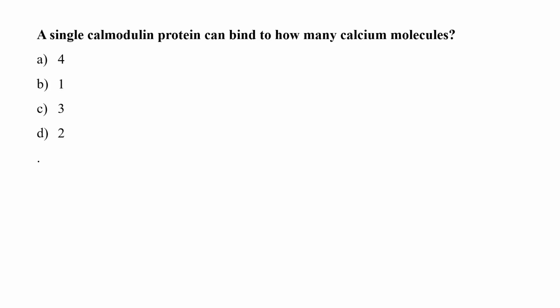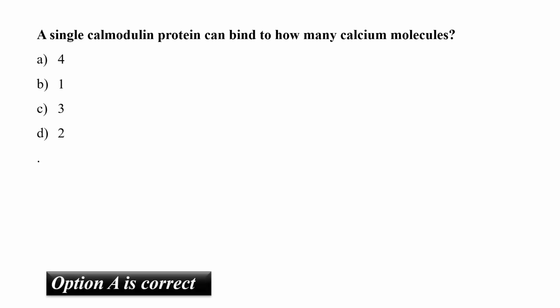A single calmodulin protein can bind to how many calcium molecules? 4, 1, 3 or 2. Calmodulin is a small dumbbell-shaped protein which is composed of two globular domains connected together by a flexible linker. It has two calcium binding sites in each of the protein lobes. Hence, in total, 4 calcium ions can bind in one functional calmodulin complex. So option A is the correct answer.